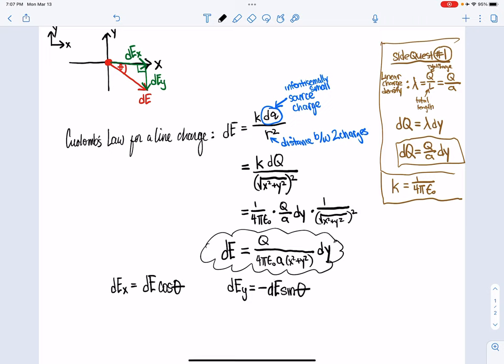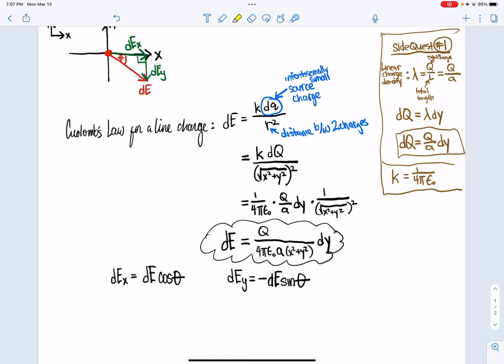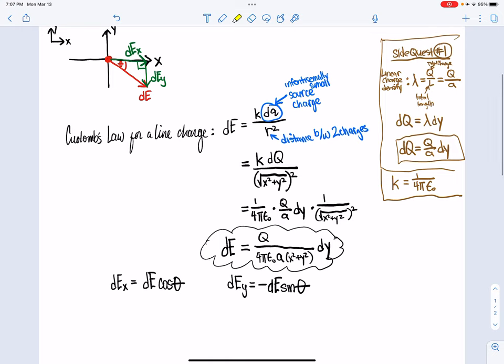Sine because it's the opposite side of the angle theta. And for the x component, cosine because it's adjacent to the angle theta. All right. Again, let's do another side quest here to plug in the values for the cosine and sine of theta.